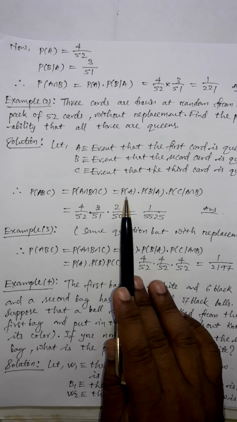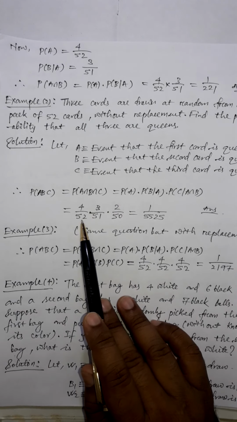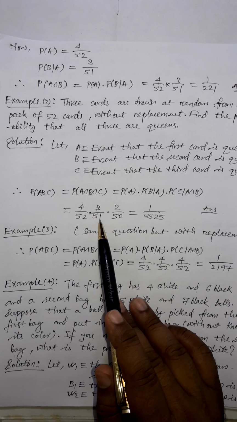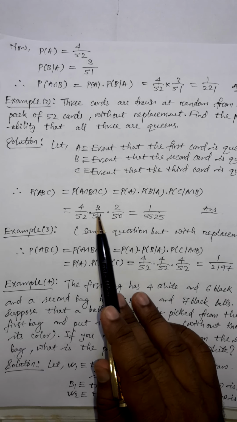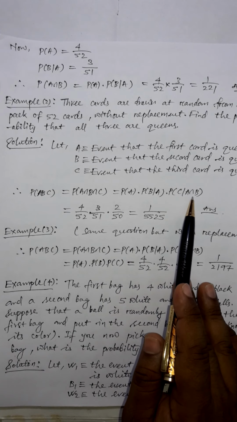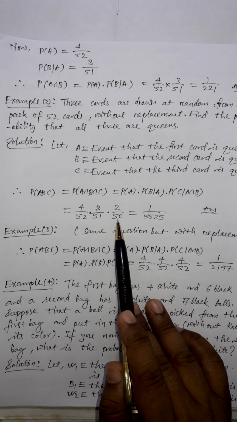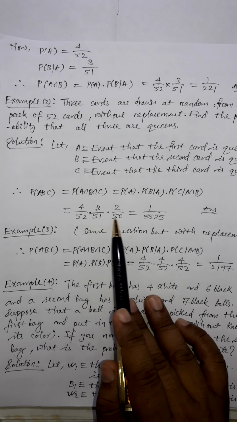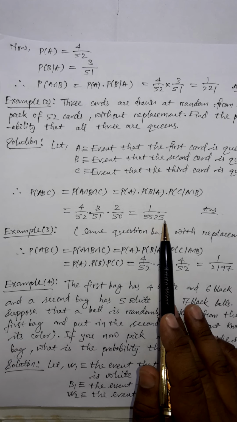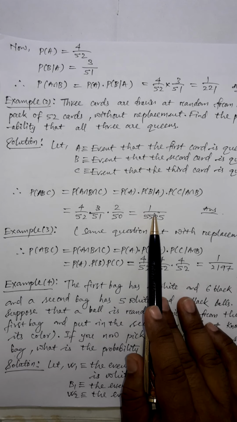So now first of all, probability of A, that the first card is a queen. The number of queens in the bundle is 4 and the total number of cards is 52. So it will be 4 by 52. Now after each draw, one card will be less and one queen will be less. So probability of B upon A will be 3 by 51 and probability of C upon A intersection B will be 2 by 50. So if you calculate it, you will get the answer as 1 by 5525. This will be your result.